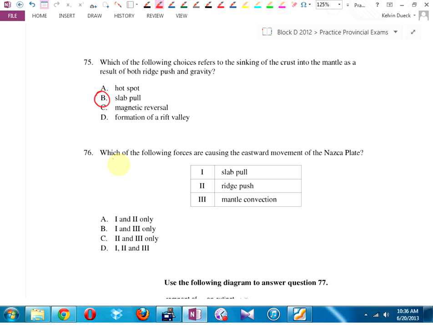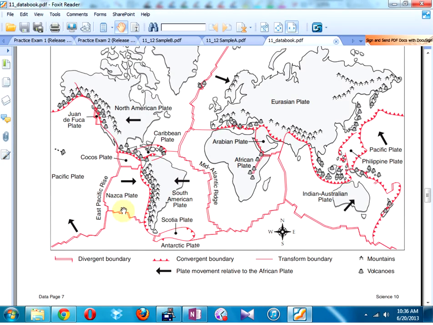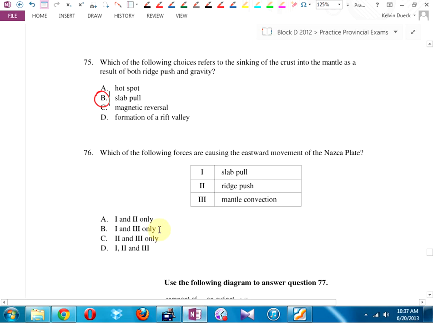Nearly done. Which of the following forces are causing the eastward movement of the Nazca Plate? Well, let's go look at the picture. Nazca Plate, right there. Let's see. It is moving to the east. Here, it looks like I have a divergent boundary, so it looks like there's some kind of a ridge going on right here. And it looks like we're moving in. It looks like we have some kind of a slab pull convergence right here. Let's go look at the answers.